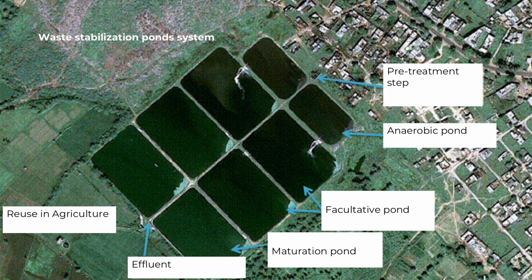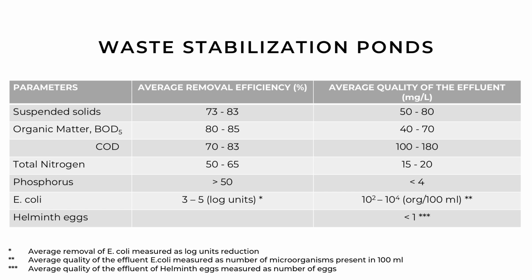You can see the huge area required for the treatment, which is a consequence of the high retention times in the units. With a treatment system like this, it is possible to obtain treated wastewater with very low concentration of suspended solids and organic matter, while the nutrients such as nitrogen and phosphorus are maintained.